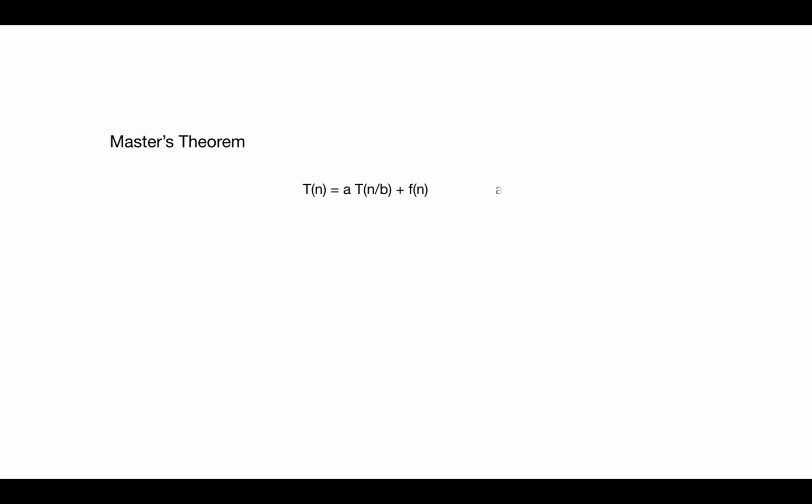If you have a relation like T(n) = 4T(n-3) + n^2, here the value of a is 4, which satisfies the constraint, but the value of b here is 1, which does not satisfy the constraint, because the value of b must be greater than 1. So this relation cannot be solved using Master's theorem. You have to go with the substitution method here.